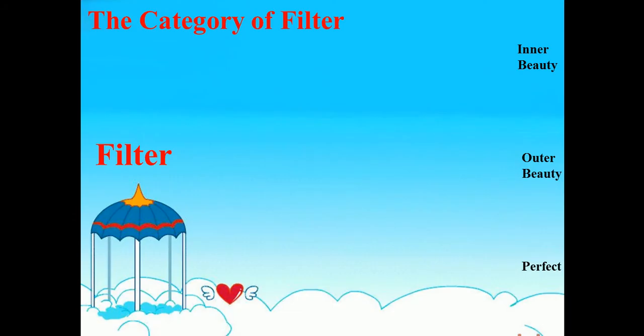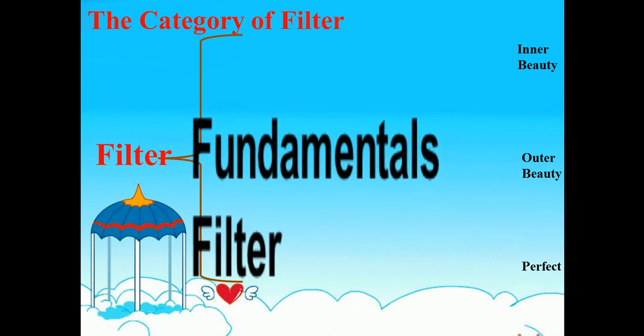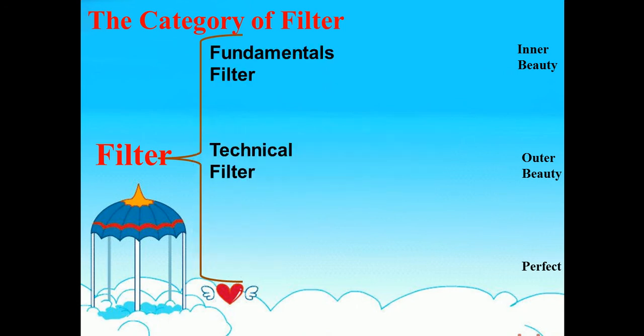Then let's see the next one. The category of filter. So in the stocks, we know there are two analysis methods. First one is fundamental analysis. The second one is for technical analysis. So if you want to improve your success rate, you'd better combine with these two methods. Okay? But if you are new in stocks, you'd better use technical analysis.